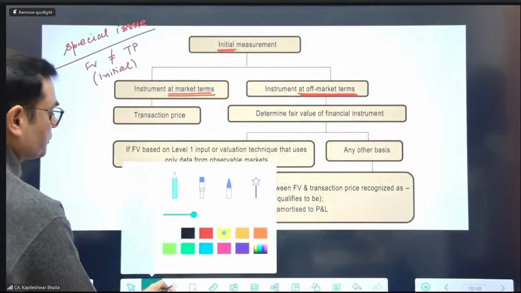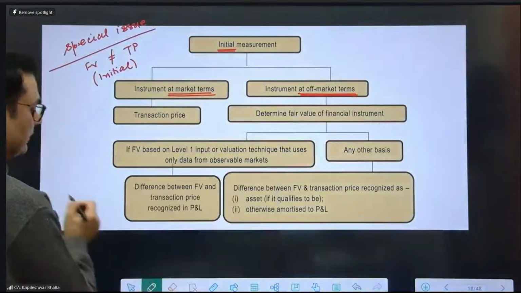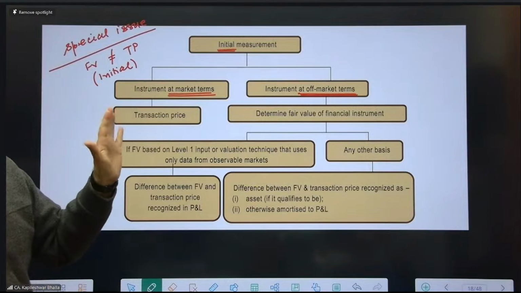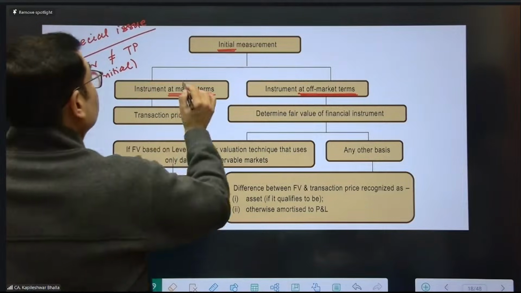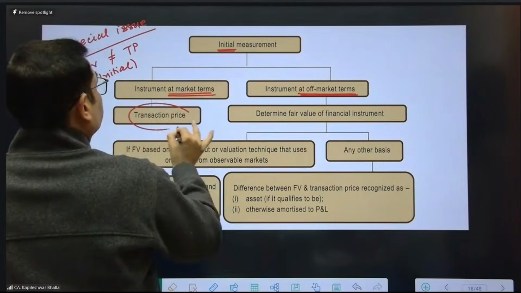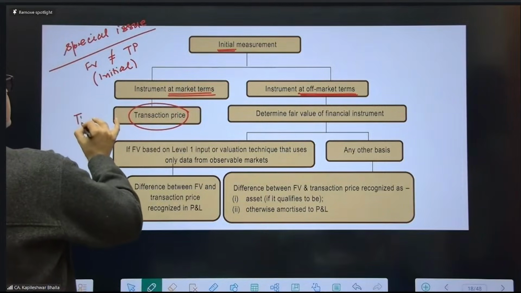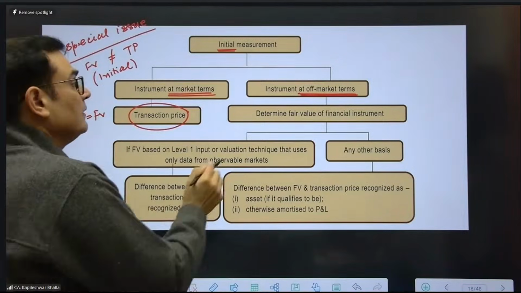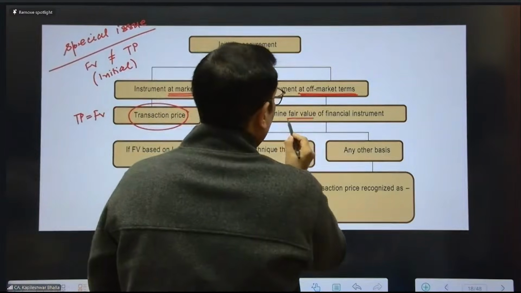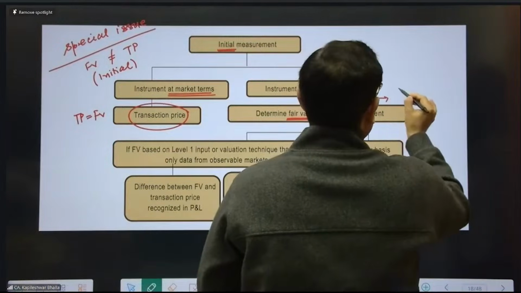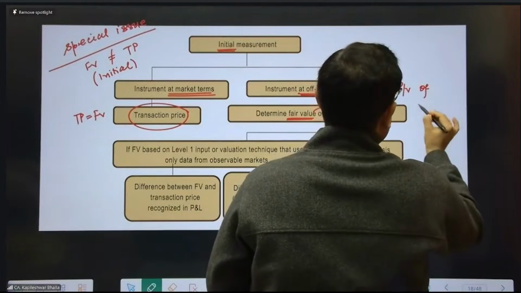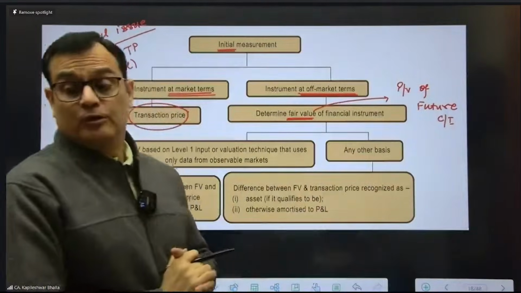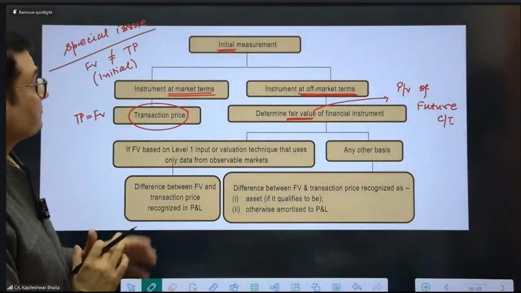Let's have a look at this chart, which is given in the study material in unit number 2. The first thing to see is whether the instrument is at market terms. If the instrument is at market terms, it says capture it at transaction price, because as I said, the transaction price will definitely be equal to the fair value in this case. But if it is at off-market terms, we need to get the fair value. How will I get the fair value? I will take the present value of all the future cash inflows.